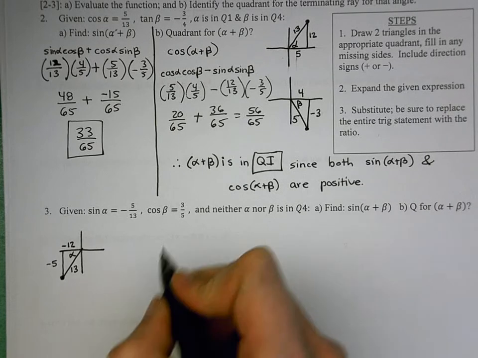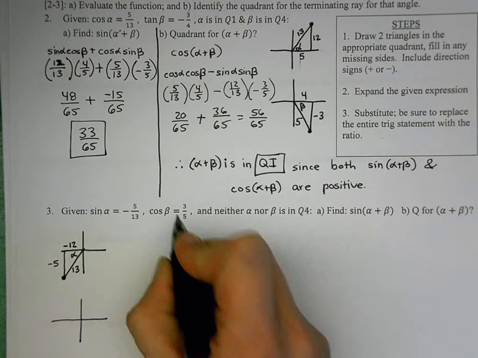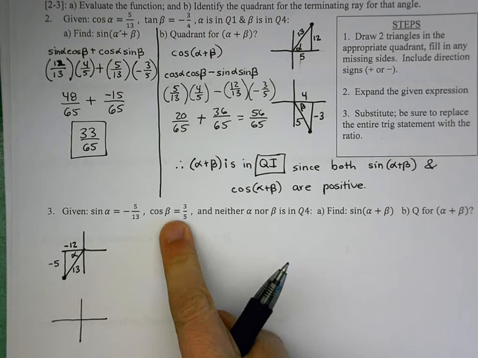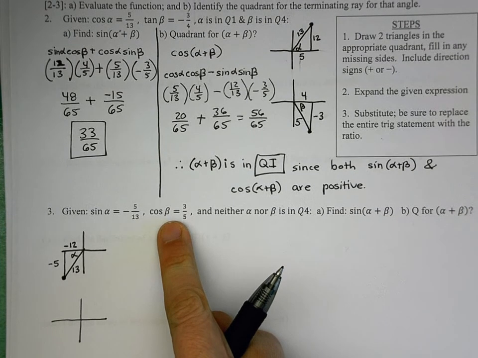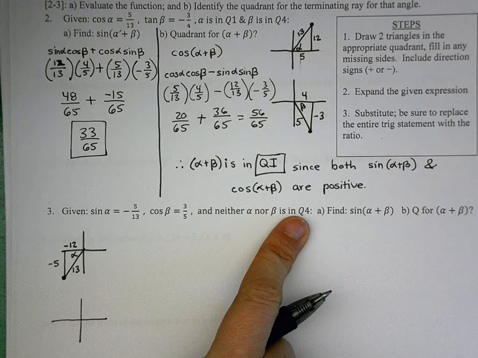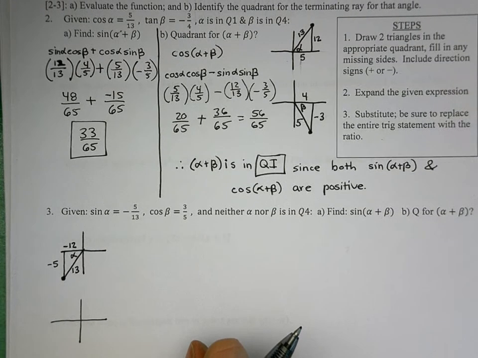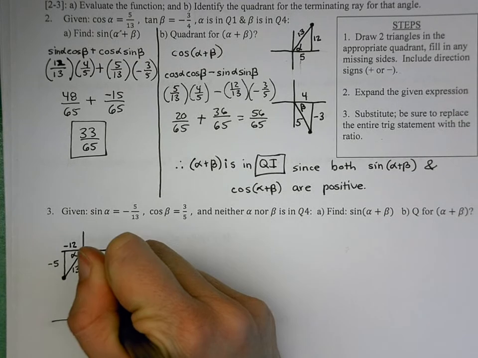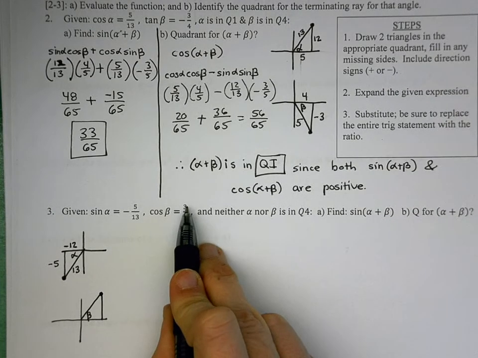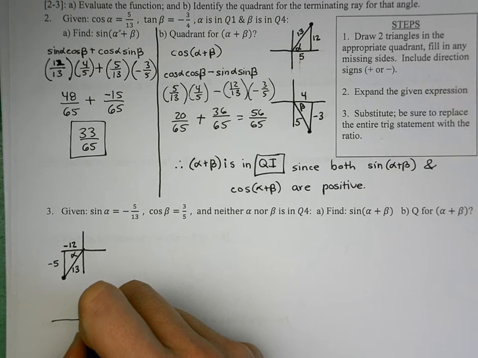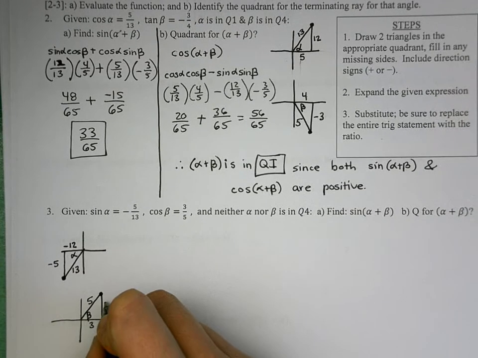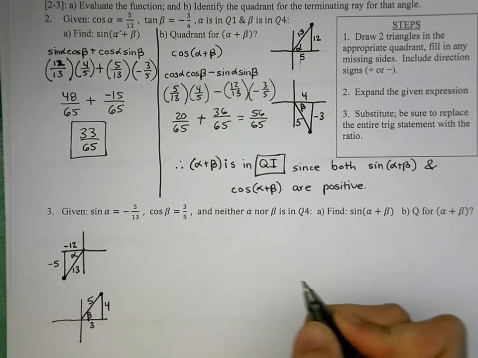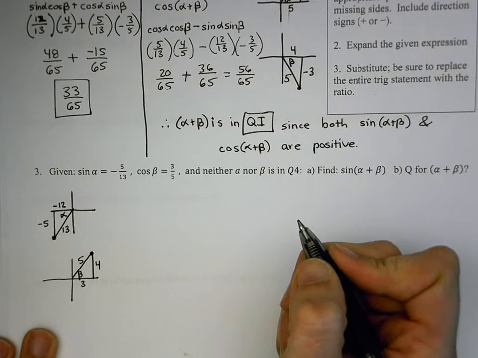Okay, beta. Cosine beta is 3/5. So if cosine is positive, what quadrants does that mean I might be in? It would be the 1st or the 4th, right? That's where cosine is positive. But neither angle is in quadrant 4, so what quadrant does that mean I'm actually in? Quadrant 1. So here's my beta triangle. Cosine is adjacent over hypotenuse. Adjacent would be 3, hypotenuse would be 5. Using either Pythagorean theorem or Pythagorean triples, that side would be 4. And I've got my beta triangle. Okay.